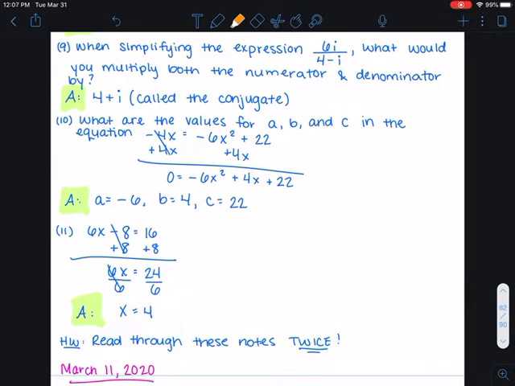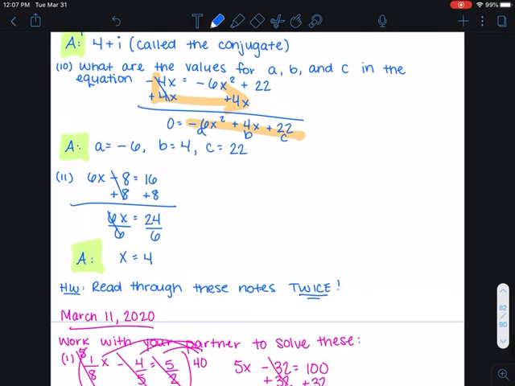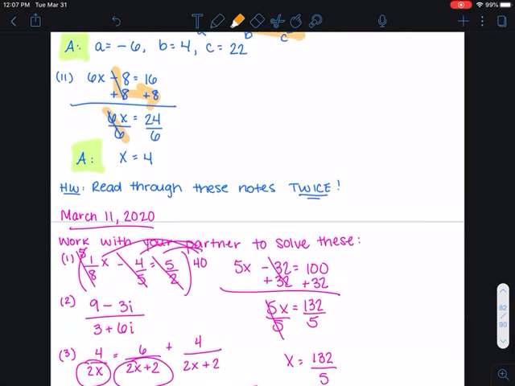Alrighty, number 10, what are the values for a, b, and c in the equation 4x equals negative 6x squared plus 22? You want to put it in standard form, which is descending order, so we had to bring our 4x this way, which put us in standard order, so we have a, b, and c. Alrighty. Number 11, you're solving for x. Solving for x, we added 8, brought the 8 over this way, then we divided by 6 to cancel the 6's, and x is equal to 4.